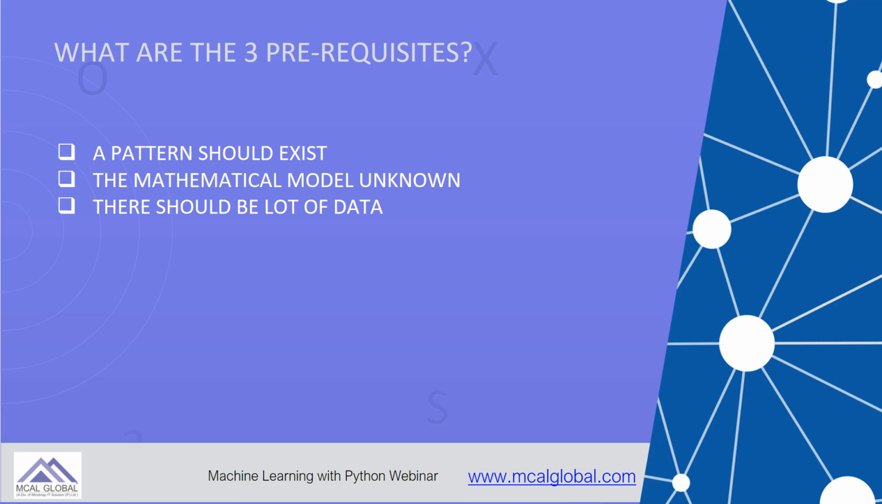So these 3 conditions: a pattern existing in the data, the pattern not known to human beings as a mathematical formulation, and a lot of data representing the thing that you're trying to study. All the 3 must be true. And once this is true, you can apply machine learning.